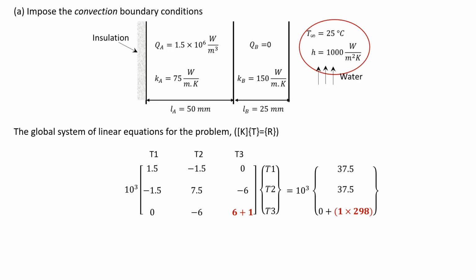For the first task, we would like to impose the convection boundary condition. In this problem, the convection process takes place on the right side. And remember, as we discussed previously, if the convection process occurs on the right side, then we have to modify the last element in the K matrix as well as in the R matrix. For that reason, in the K matrix, we need to add the h value, which in this case is 1000. And in the R matrix, we need to add h times T ambient. And please take note that we have to use consistent units. Therefore, in this case, we have to convert the unit Celsius to Kelvin.